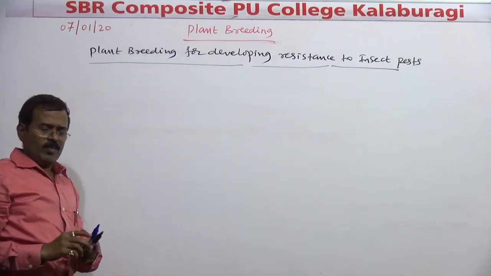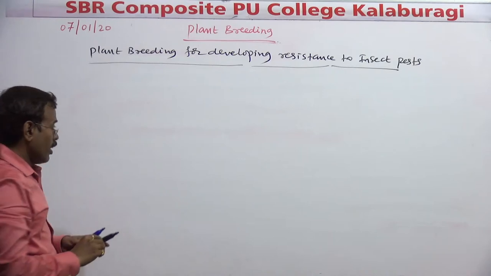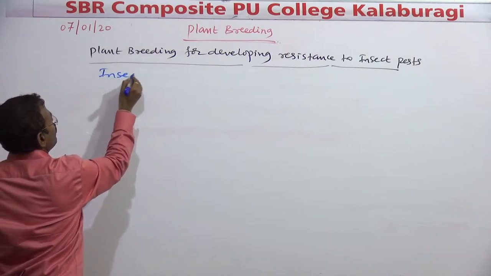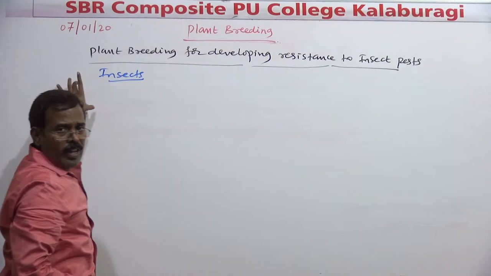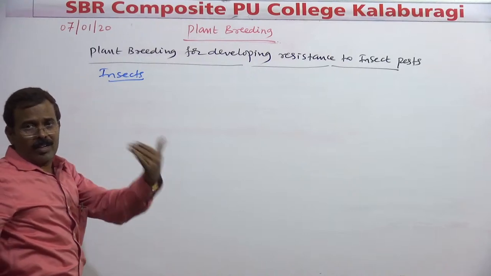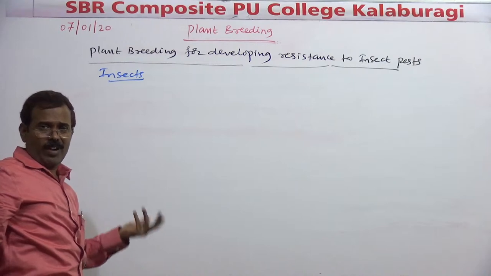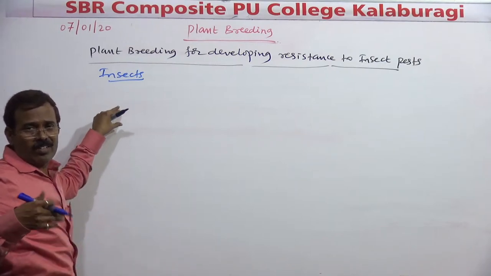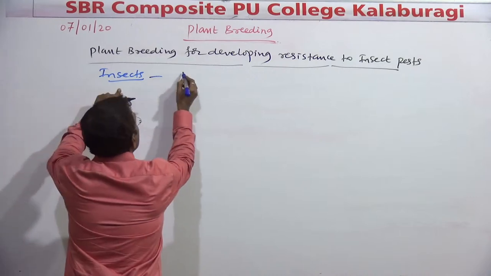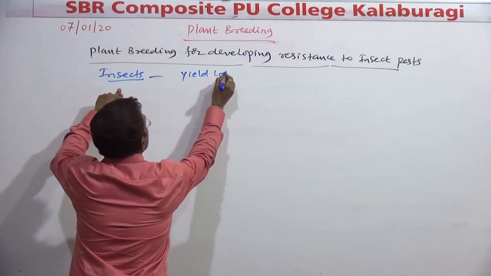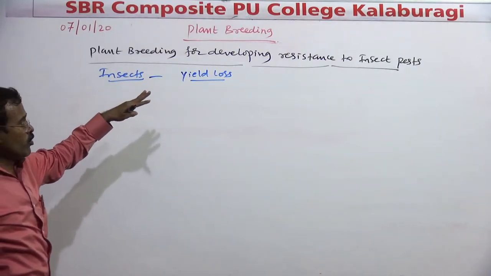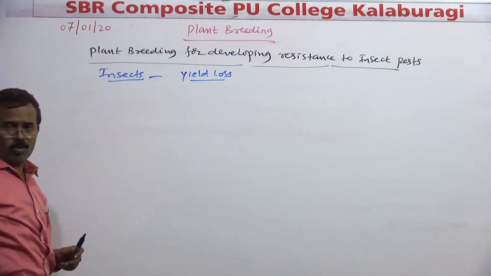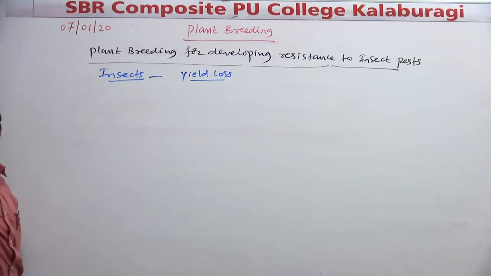Along with pathogens like virus, bacteria and fungus, insects are also one of the largest groups that can cause extensive damage to crop plants. They transmit disease, they cause infection, and they cause large-scale destruction of the crop plant, resulting in yield loss. That's why our aim is to produce resistance to insect pests also, and insects account for a considerable amount of loss in crop yield.